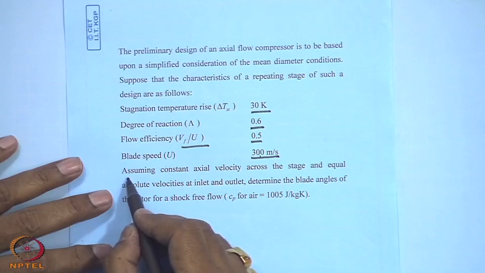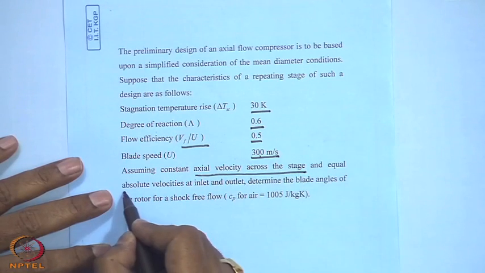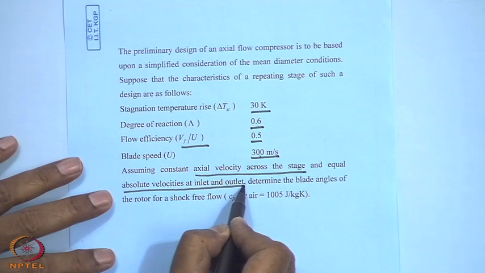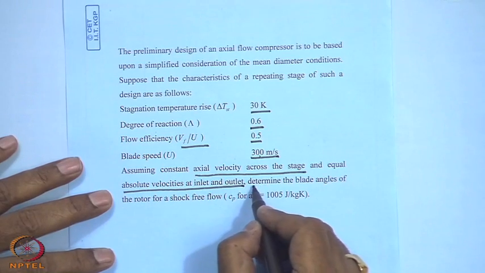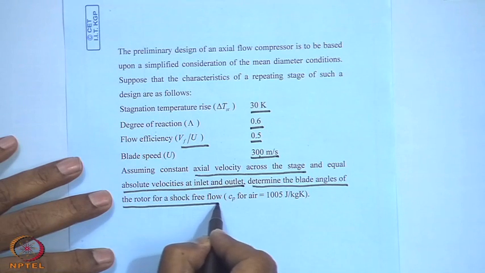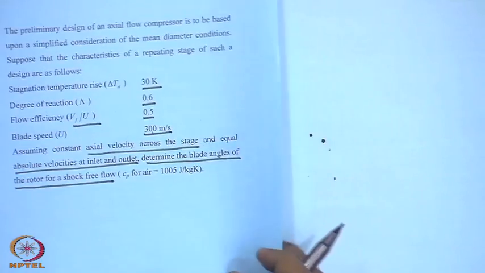Then what is the problem? Assuming constant axial velocity across the stage and equal absolute velocities at inlet and outlet, that means V1 is equal to V3, that we have already done. Determine the blade angles of the rotor for a shock free flow, that means there is no incident loss. So, how to work out this problem?